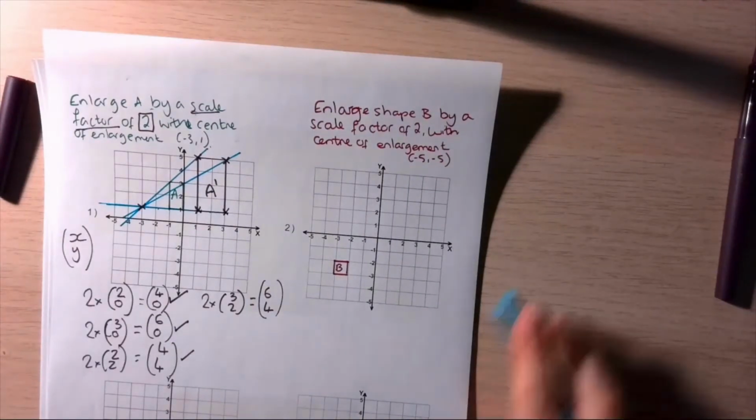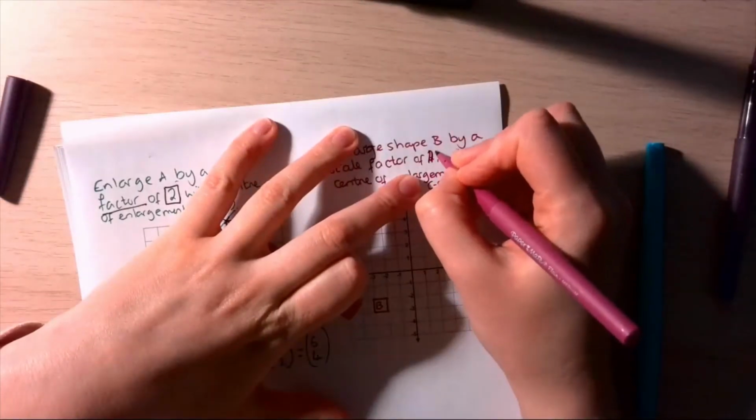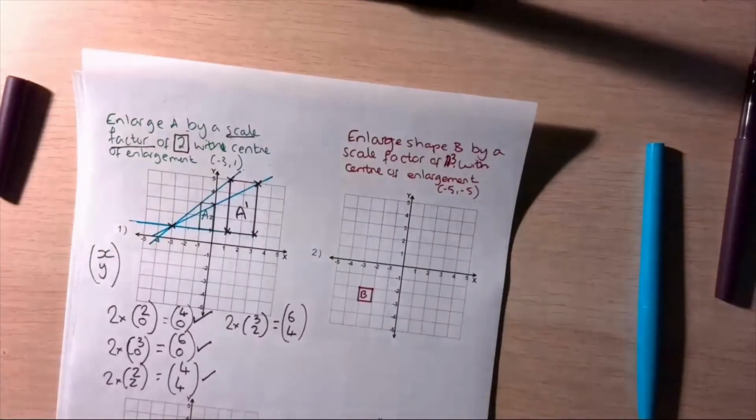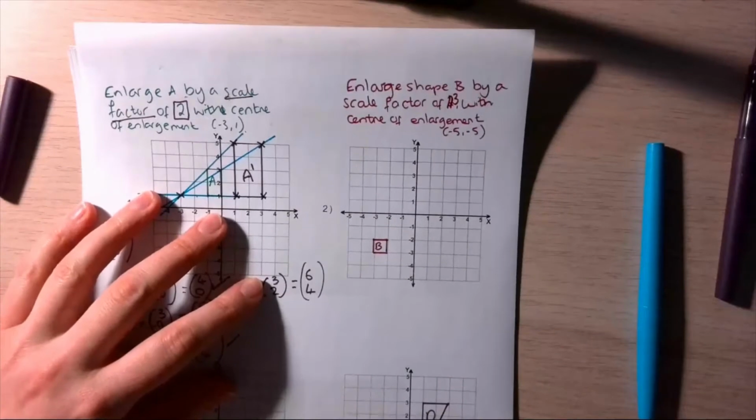That's a typo, that's supposed to say 3, my mistake. Sorry folks, I wanted that to be a scale factor of 3, there we are. I wanted to do something slightly different: scale factor of 3 with centre of enlargement -5, -5.